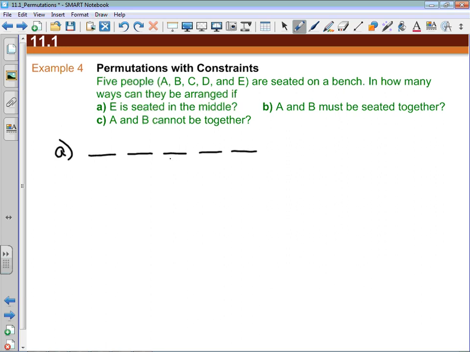And it says that E has to be in the middle. Well, there's only one option for that, right? The person, Ernest, has to be in the middle. Now, for the remaining spots, there's no restrictions. So I have 4 choices, then 3 choices, then 2 choices, then 1 choice.